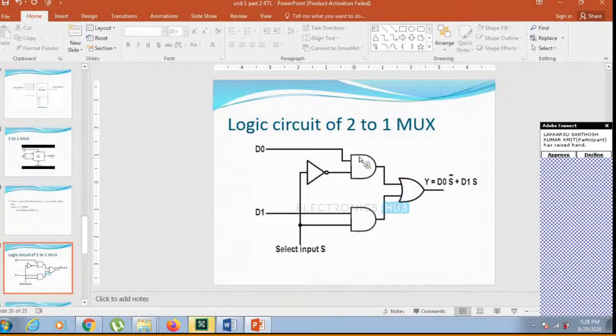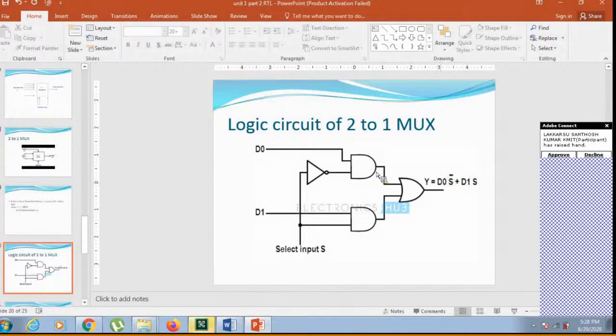How do we get the output? When do we select the first input D0? Whenever the value of S is equal to 0, then whatever is connected to the 0th port of the multiplexer will be chosen. So the output will be written like this: Y equal to D0. D0 is selected when S equal to 0.